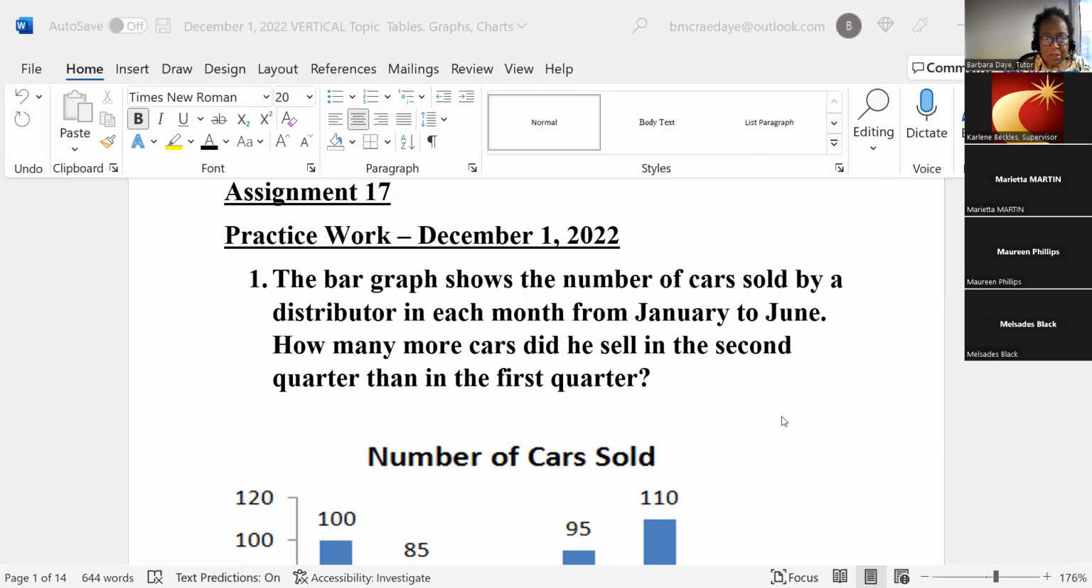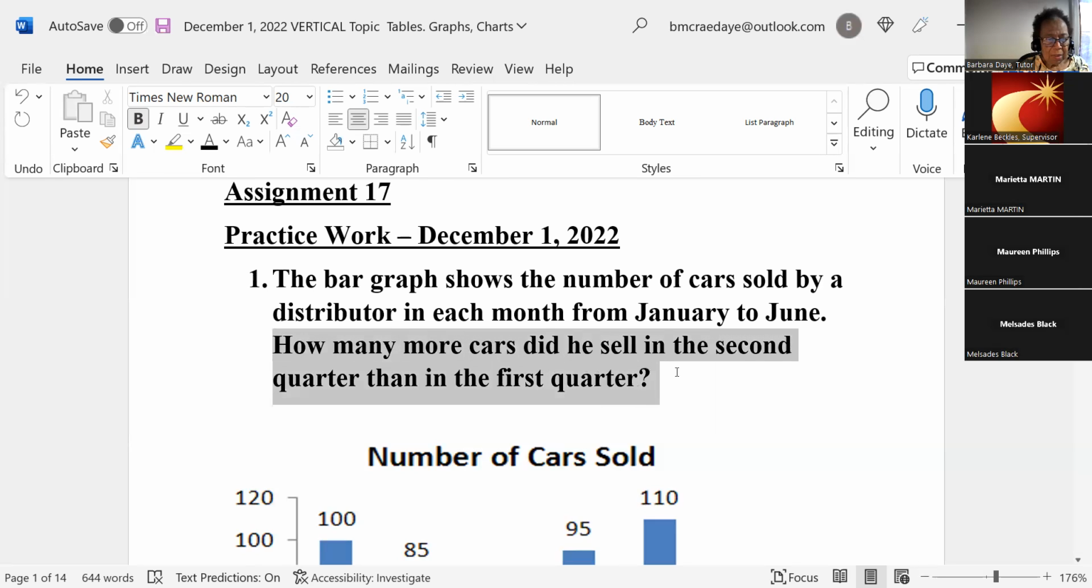Maureen, can you read number one? Okay, the graph shows the number of cars sold by a distributor in each month from January to June. How many more cars did he sell in the second quarter than in the first? Okay. Now I think somebody doesn't understand what a quarter is.